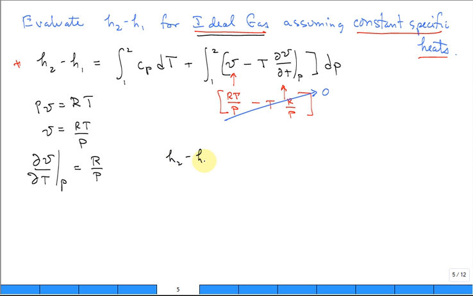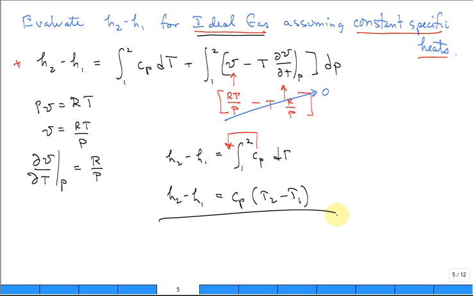So what we find is for an ideal gas, H2 minus H1 is equal to the integral of C sub P dT from 1 to 2. And if you assume constant specific heats, you get that it's equal to C sub P times (T2 minus T1). Well, it's somewhat comforting to know that this long, elaborate equation, which doesn't make much sense when you look at it, simplifies to something that you're very familiar with. And that's the change in the enthalpy.